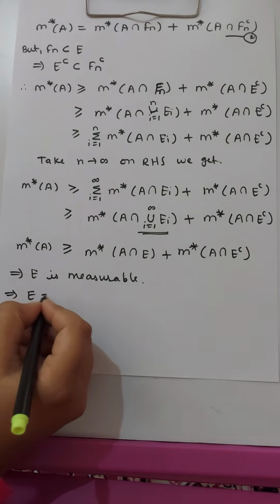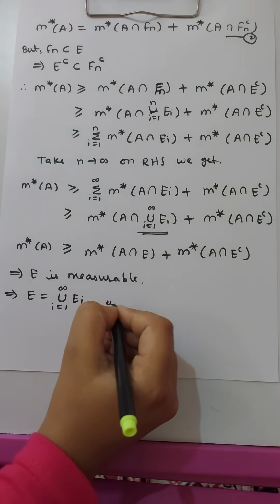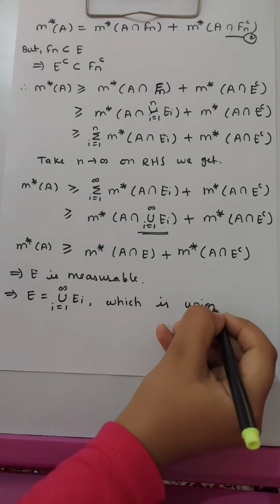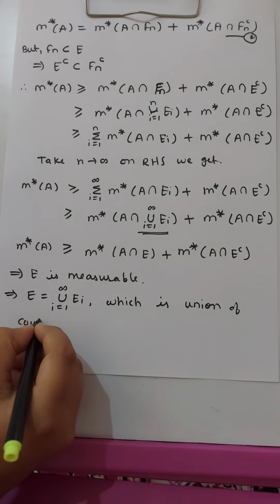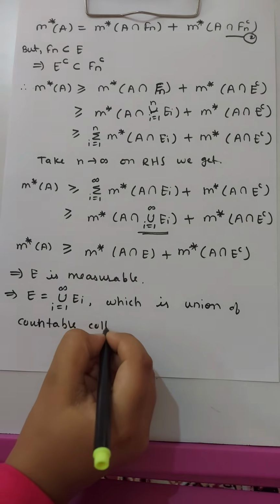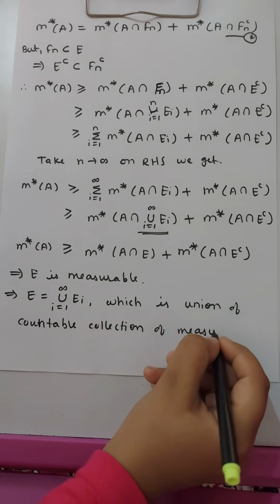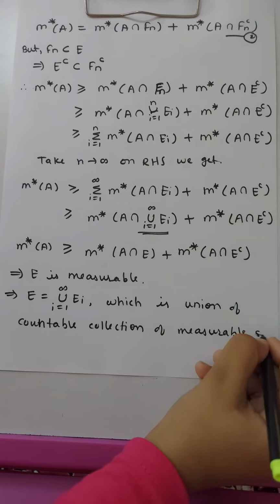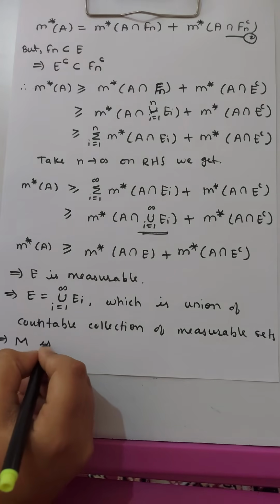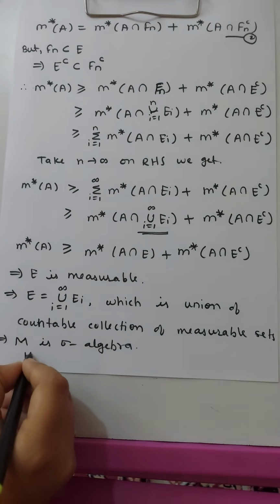That is, E equals the union of EI from 1 to infinity, which is a union of a countable collection of measurable sets. So this implies that M is a sigma algebra, and hence the theorem is proved.